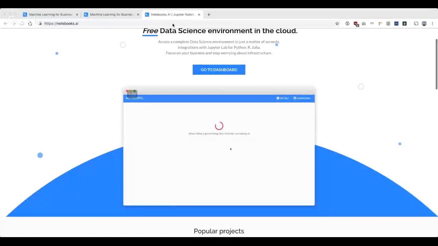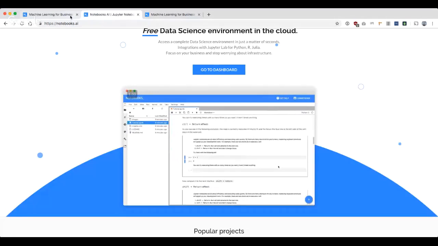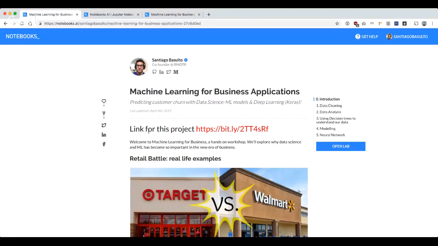There you go. And we have a couple of things going on here. First, this is the project that I will be using. As you can see, it's under my profile. You will see a different button that says fork this project instead of open lab. In this case, as it's my project, I will be opening my lab.